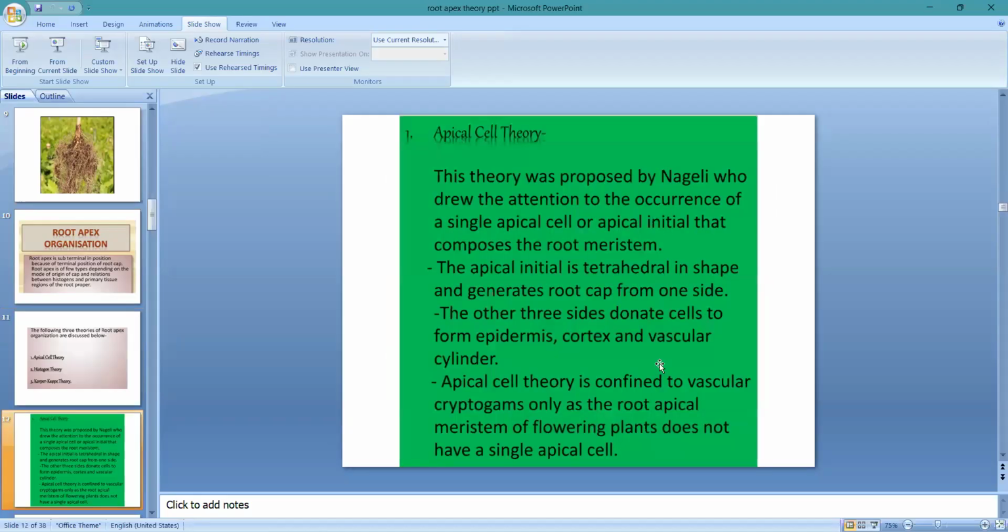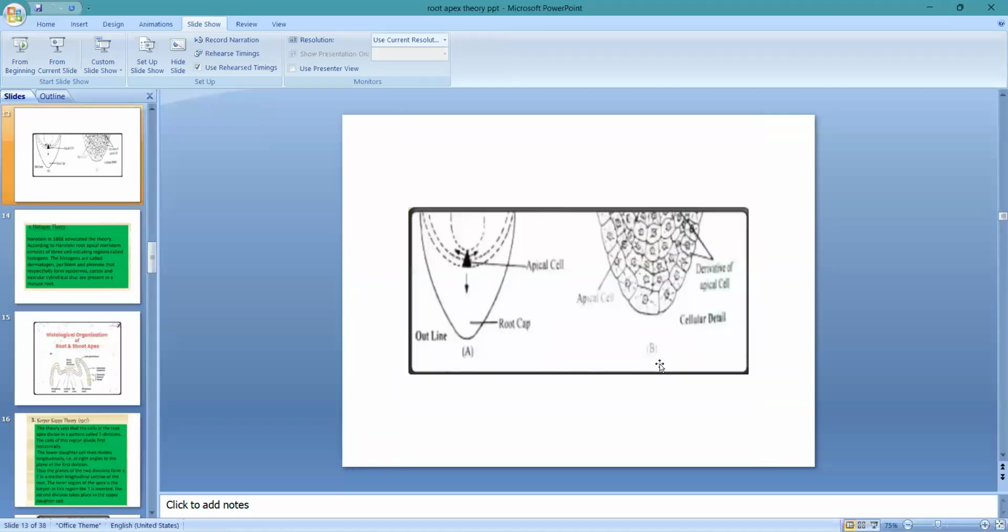Coming to the apical cell theory, this theory was proposed by Nageli in the year 1858. According to this theory, a single tetrahedral apical cell gives rise to all tissues of the root. See here, this is the root cap and this is the apical cell. Such a single cell was observed in the root apices of a number of vascular cryptogams. The derivatives of the apical cell give the different tissues.